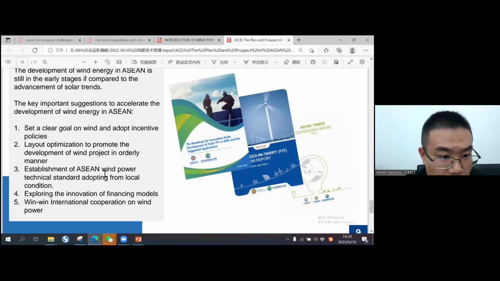Establishment of the Asian wind power technical standard adopting local conditions. It's also a very interesting thing we have met in Asian countries. There is a European supplier, an American supplier, a Chinese supplier, and a Japanese supplier. The European supplier follows the EN code, which means the European norm. The American supplier follows the ASME code and the US code. The Chinese has our national code, but also conforms to the EN and US codes. The Japanese has their own code.